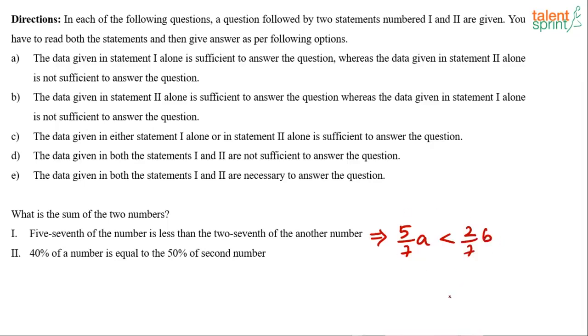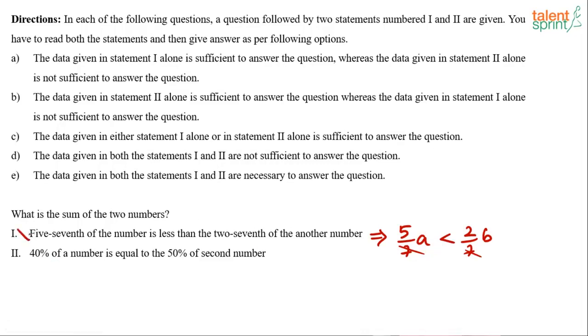What information does it give me? It's an inequality, right? It's not an equation. It's an inequation, basically. 5/7 of one number is less than 2/7 of another number. Fine. What will happen? All we know is 5 times A is less than 2 times B. So what?